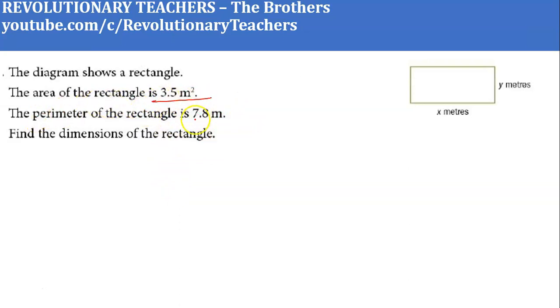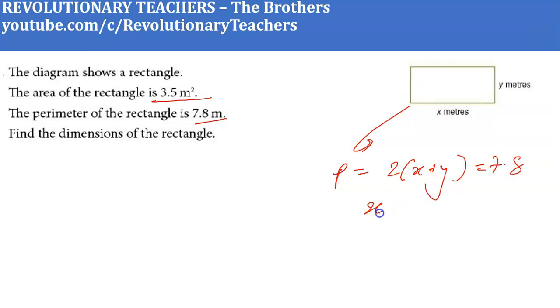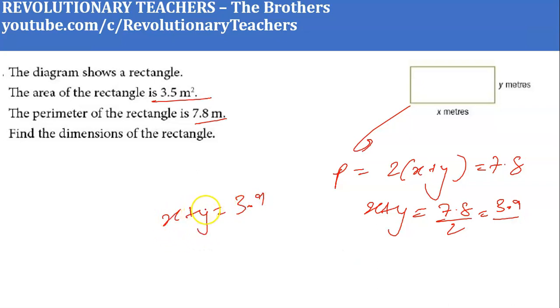The area of the rectangle is 3.5 meter square. Perimeter is 7.8, right? So what is the perimeter? Perimeter equals 2 times x plus y, and that is how much? 7.8. So x plus y equals 7.8 divided by 2. 2 threes are 6, 2 nines are 18. You are getting x plus y equals 3.9. You can make y the subject. You will have y equals 3.9 minus x.